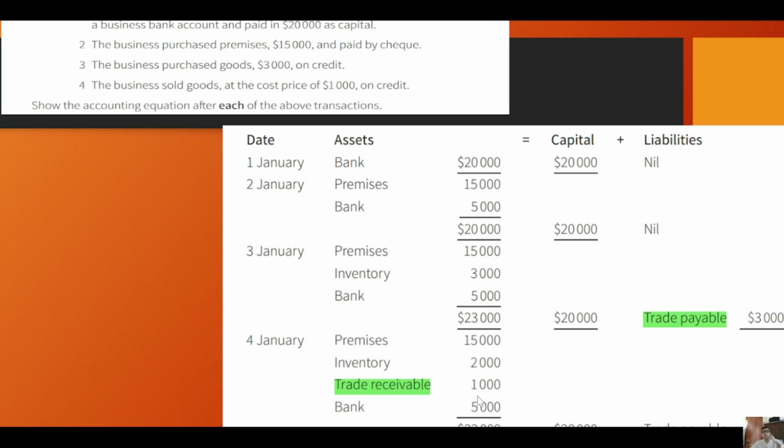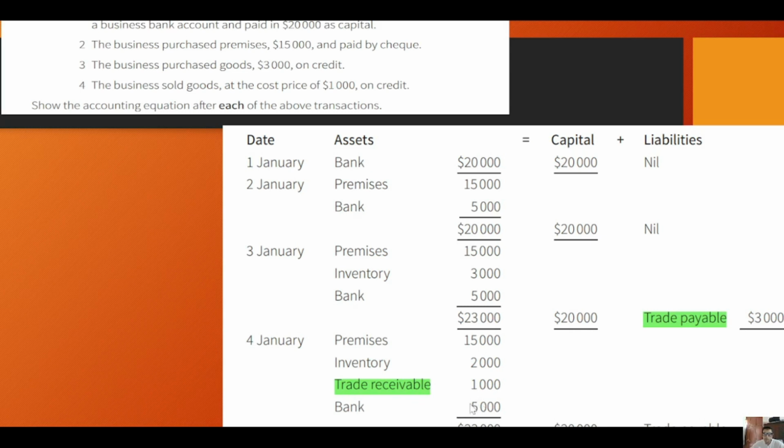She sold the things on credit. So because she has to receive, that's why this 1,000 is on the asset side, and she has 5,000 in the bank. Inventory initially was 3,000, now it has decreased to 2,000 because inventory is sold, and it will not register in the inventory, but it will register as a trade receivable, because this is not in her possession now, but she has to receive this 1,000.